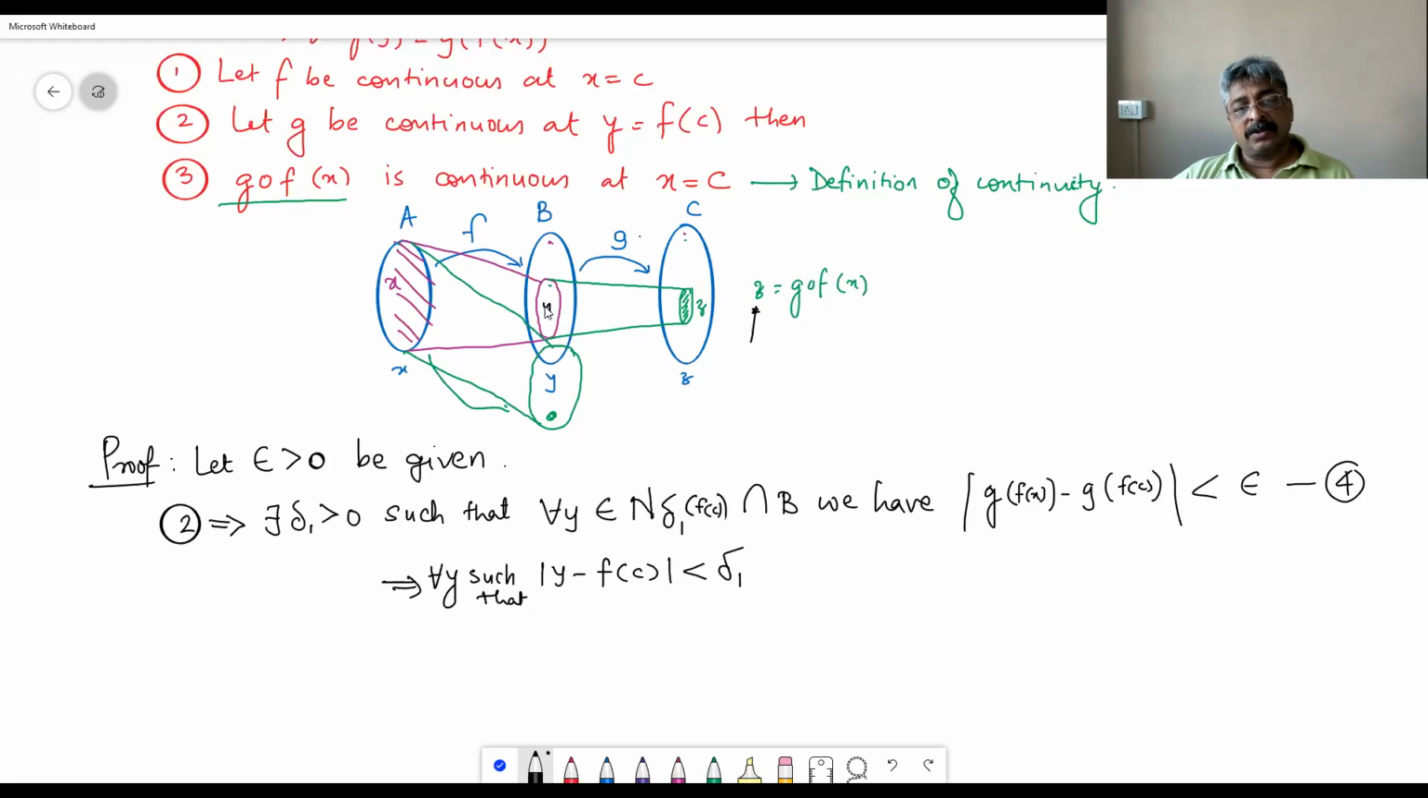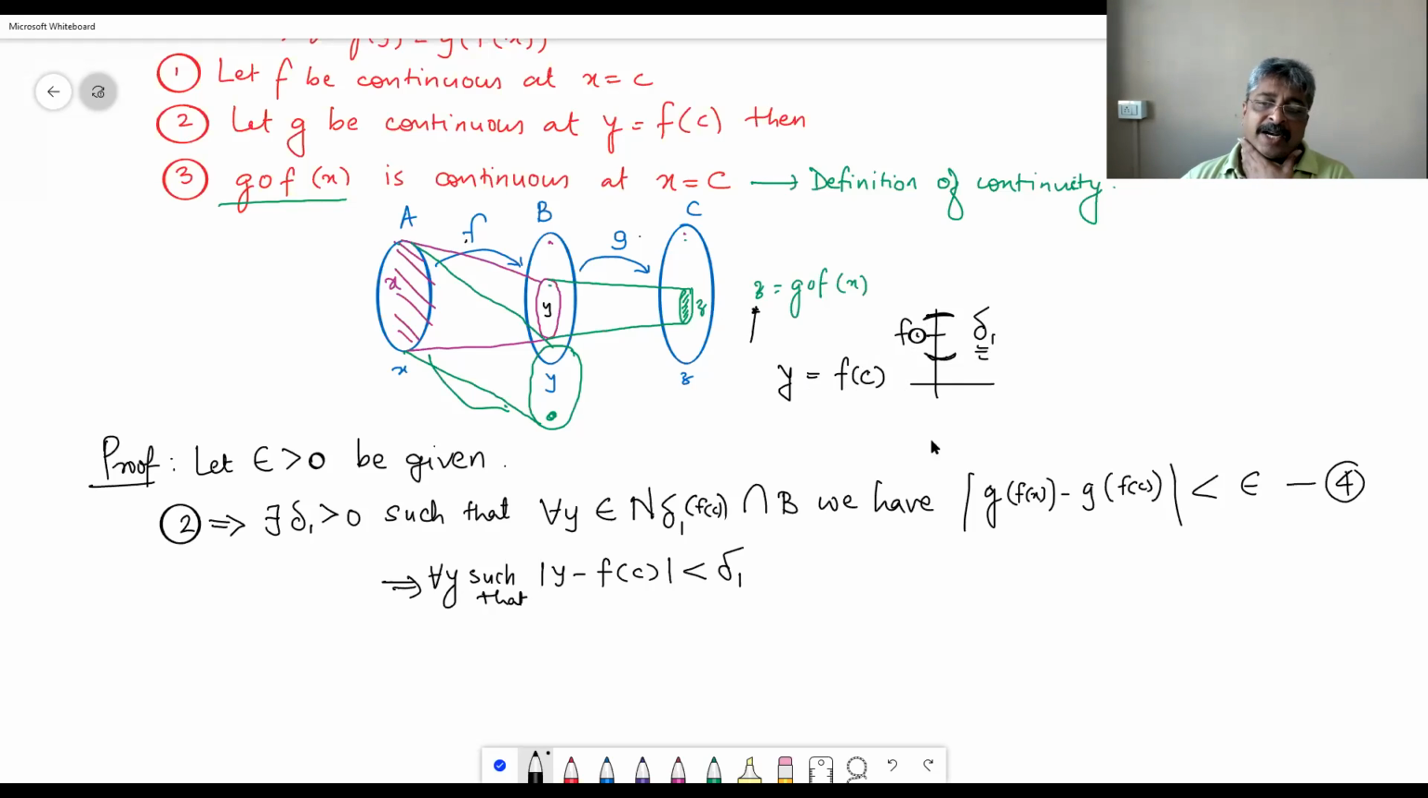Now, y is here, and this is f of c. How much can y move here and there around f of c? Suppose this is f of c, then y can move here and there as far as delta 1. So epsilon for f is going to be delta 1. That is the key in this proof.